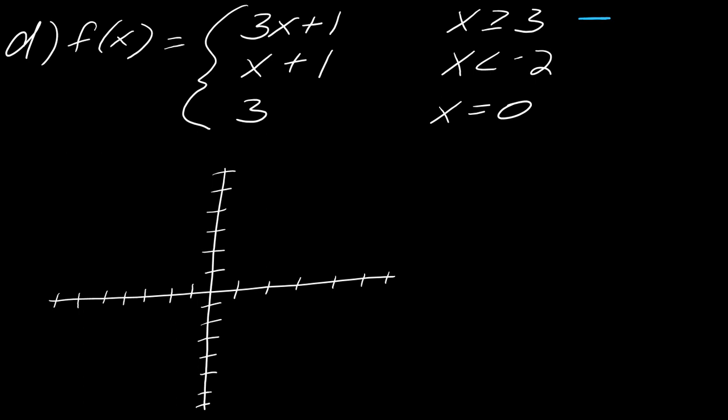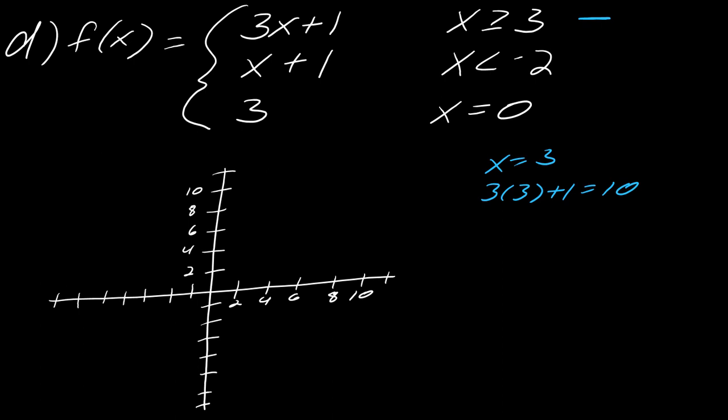Okay, so starting with the first piece, this is for x is greater than or equal to 3. I just need to plug in 3 to start. So if I plug in x equals 3, I get 3 times 3 plus 1, so that's going to equal 10. These hash marks this time, I'm going to have stand for 2s. So 2, 4, 6, 8, 10, just to make my life a little easier. I'll do that here too, so I can graph more.